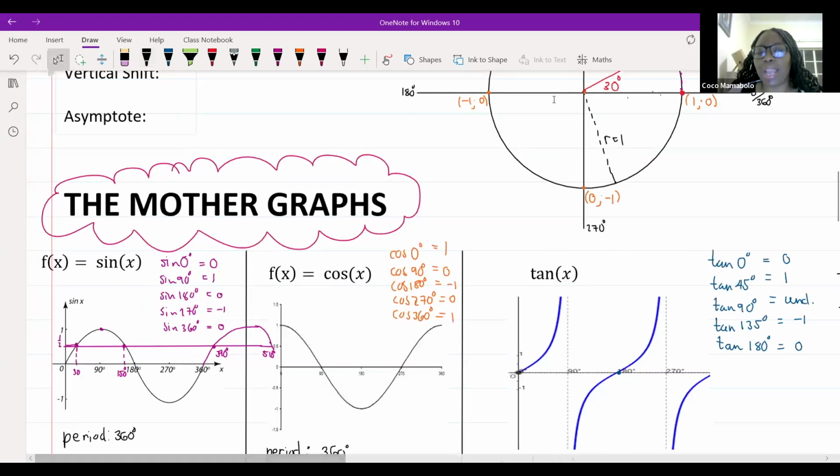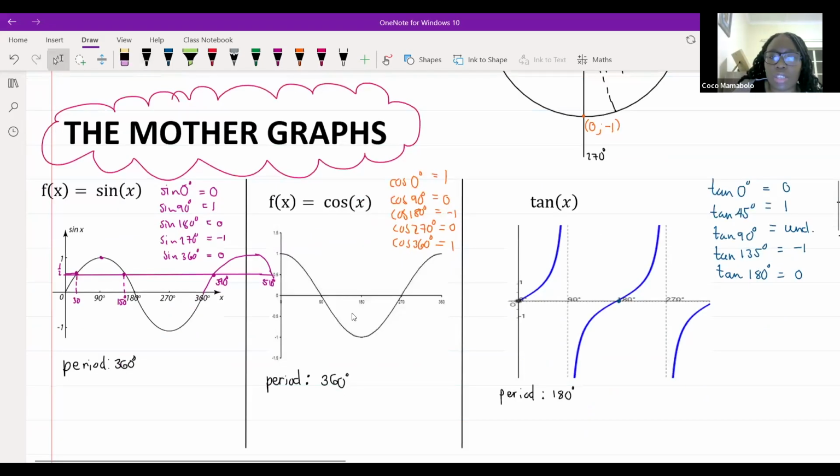The same applies for cos. Cos of 60 degrees is a half. I also know that if I take 60 degrees and I add 360, that would take me to 420. Cos of 420 would also give me a half. I also know that cos of 300 is a half. If I take 300 and I add 360, it's going to happen again and again.